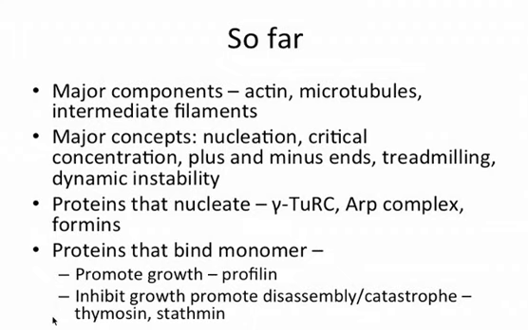We're going to talk about what we did before and what we're going to do today. So far we spoke about the major components that make up the cytoskeleton: actin, microtubules, intermediate filaments. You guys are all very familiar now with the concepts of nucleation, critical concentration, and how it affects whether a filament is going to grow or shrink, plus and minus ends, treadmilling, and dynamic instability. And so we started talking about the different proteins that regulate the dynamics of the cytoskeleton.